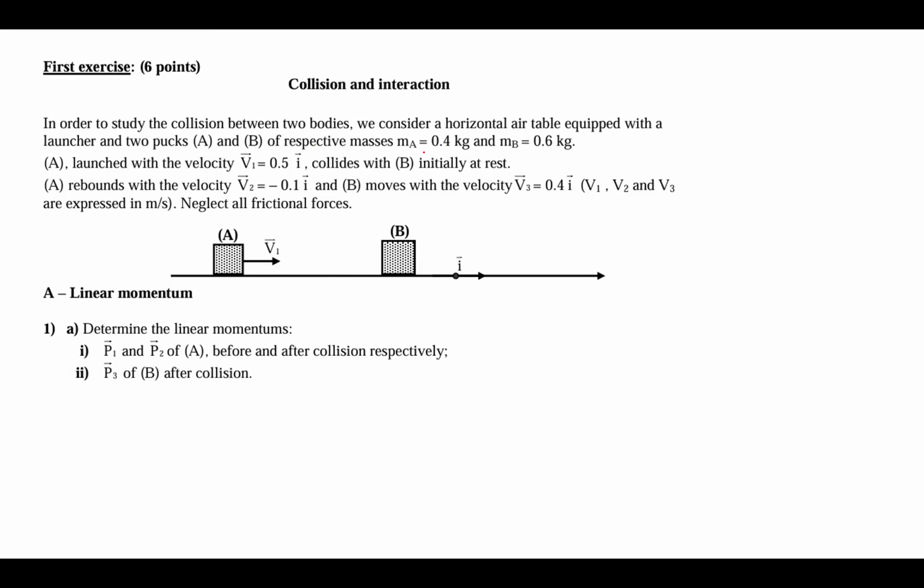So we have the two masses launched with the velocity V1 collides with V2 initially with B initially at rest. So we have B initially at rest. A rebounds with the velocity V2, and B rebounds with or moves with the velocity V3.